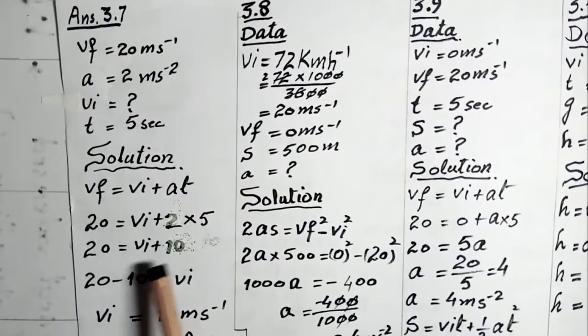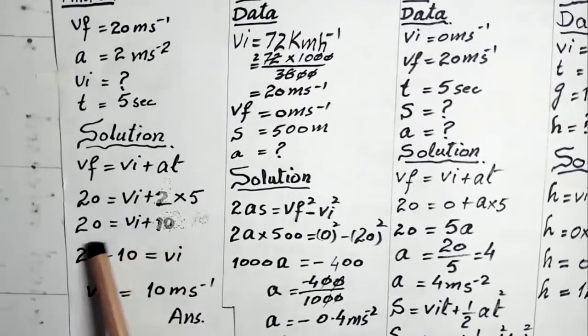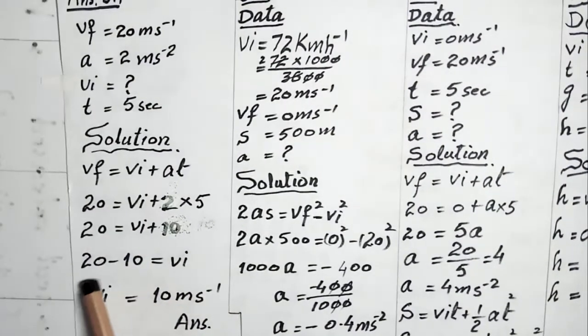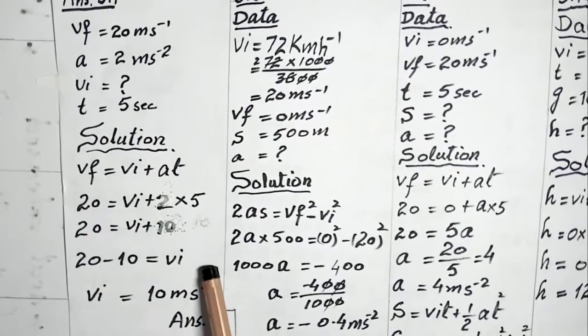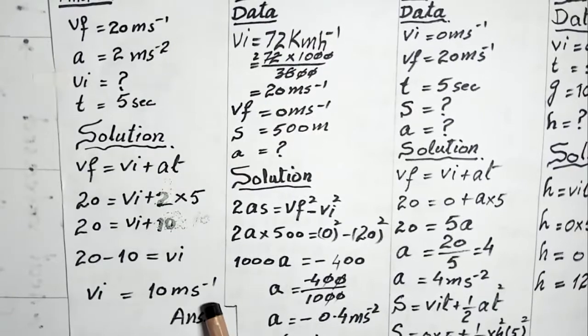Now 10 is positive, when we bring it to the other side of the equal sign it will become negative. So 20 minus 10 is equal to Vi. So our initial velocity is 10 meter per second.